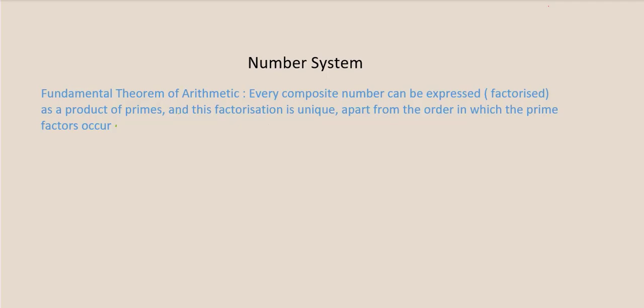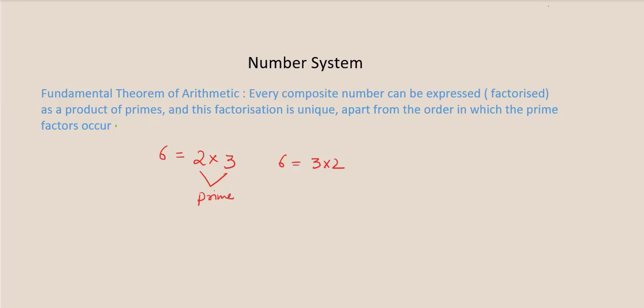This theorem states that every composite number can be factorized or expressed as a product of primes, and this factorization is unique except for the order in which the prime factors can be written. For example, 6 is a composite number and it can be written as 2 multiplied by 3. It can also be written as 3 multiplied by 2. But the two factors 2 and 3 are prime and they are unique.